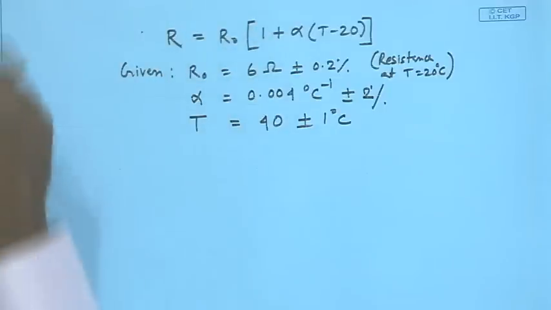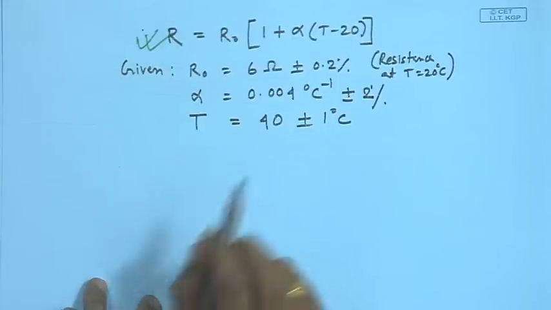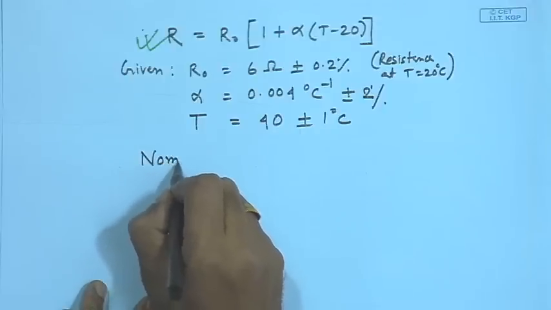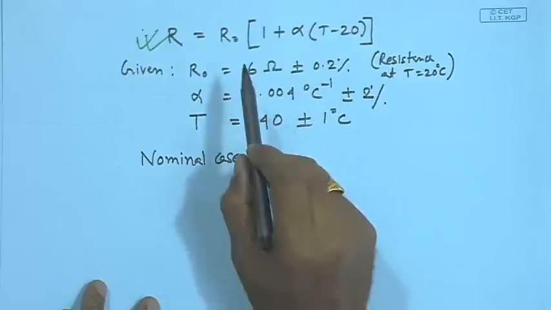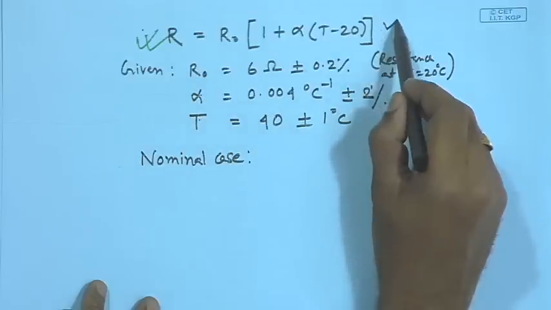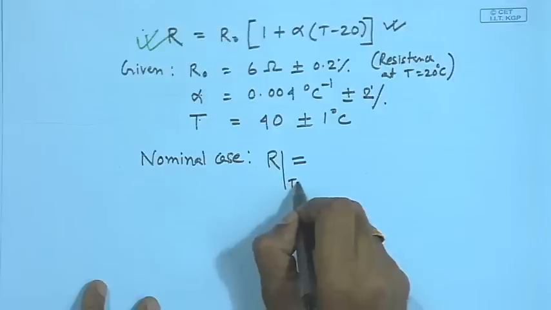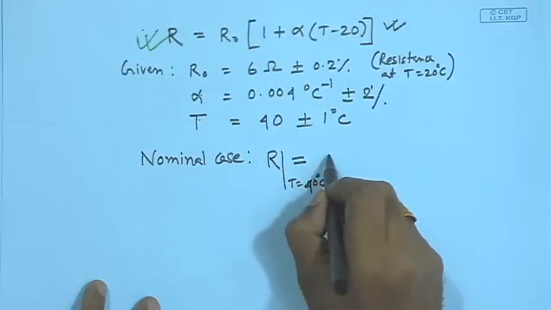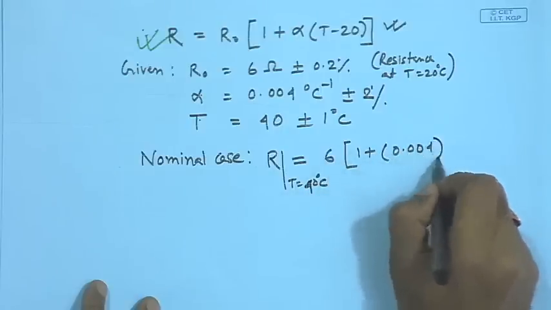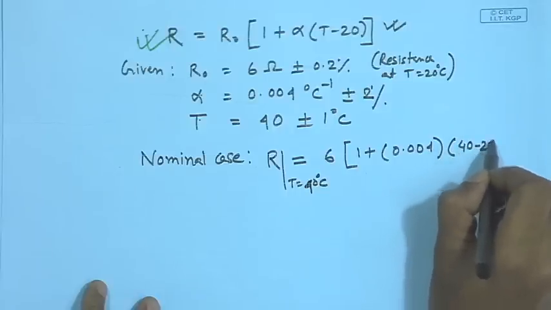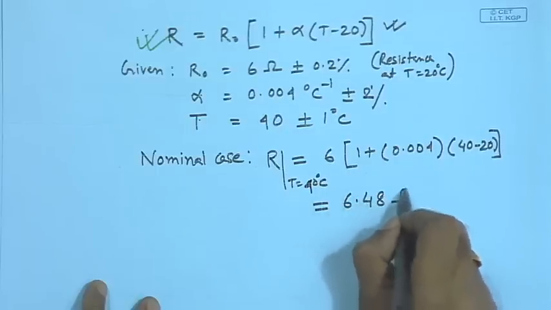So, by use of this equation, we can find out the value of the nominal resistance. What is the value of the resistance in the nominal case? We just have to put values of R0, alpha and T in this equation. If we do that, R at T equal to 40 degrees Celsius will be 6 plus 0.004, which is the value of alpha, into 40 minus 20. If you compute this, it will come as 6.48 ohm.